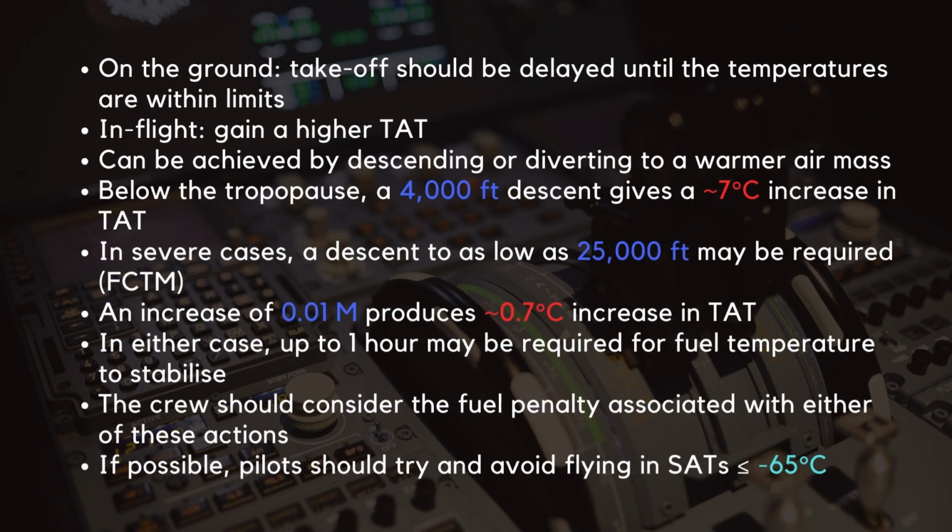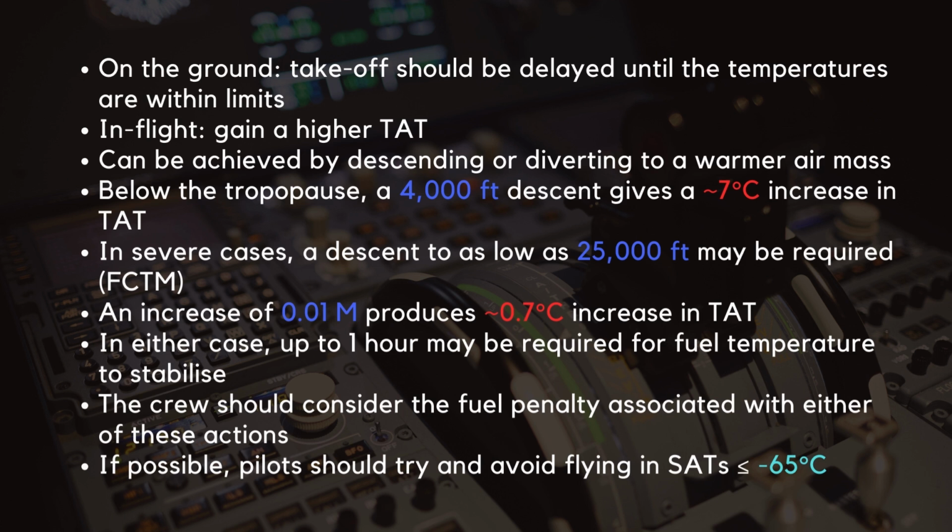When faced with this ECAM on the ground, the takeoff should be delayed until the temperatures are within limits. If the alert is triggered in flight, then consideration should be given to gaining a higher total air temperature. This can be achieved by descending or diverting to a warmer air mass. Below the tropopause, a 4,000-foot descent gives a 7-degree increase in total air temperature. In severe cases, a descent to as low as 25,000 feet may be required.